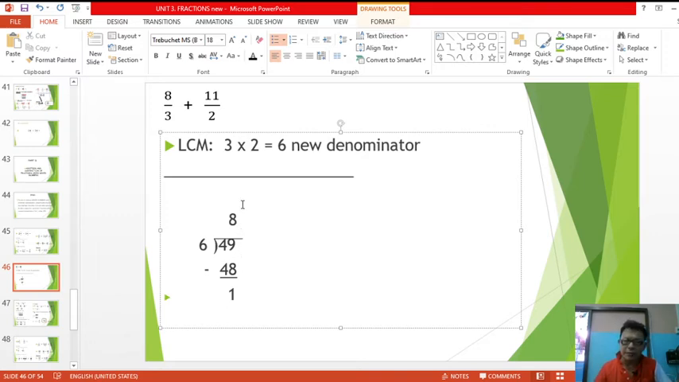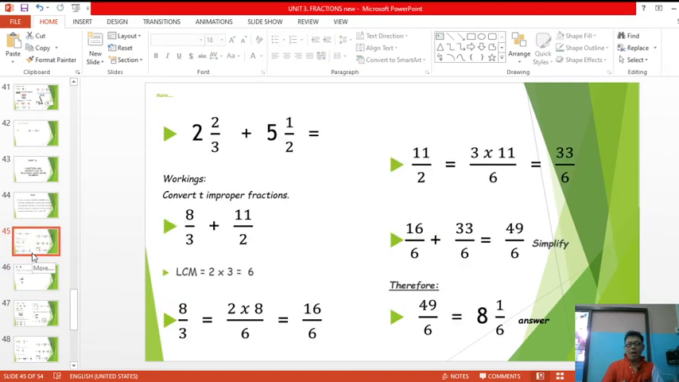or the answer is your whole number, 8. Your remainder will be your numerator, and your divisor will be your denominator. So that's how I get 8 and 1/6. The same thing actually applies when you are subtracting numbers. There's no difference, only the operation changes.